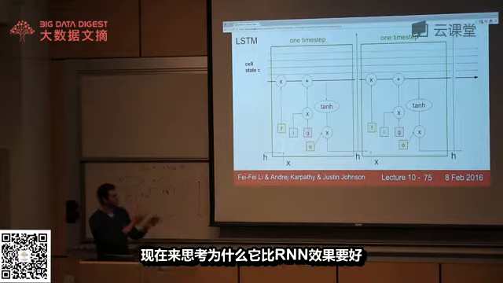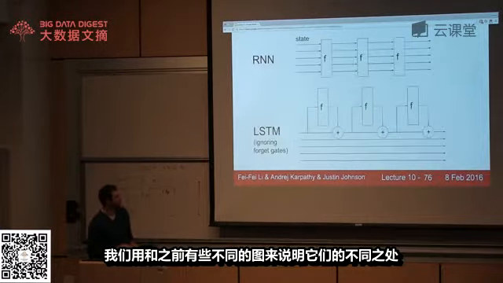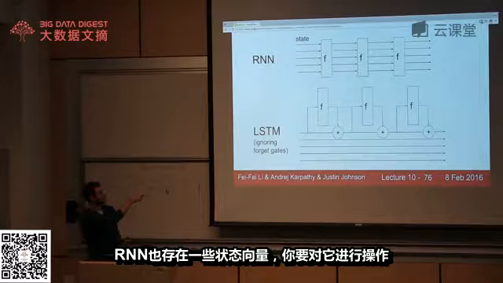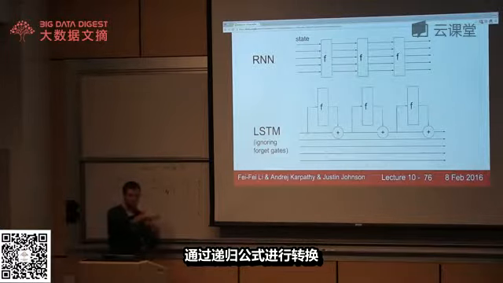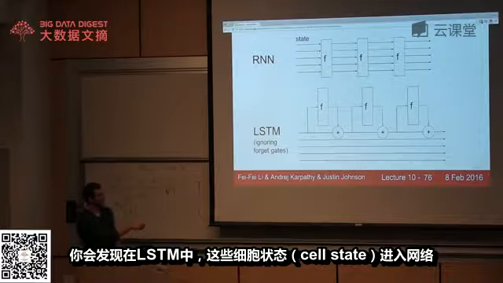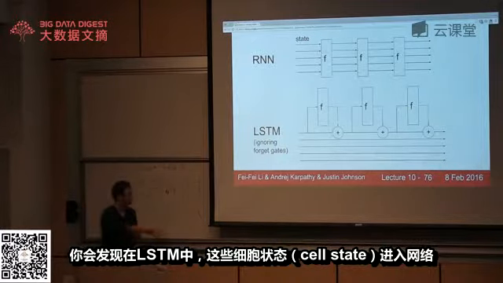Now, to understand exactly why this is much better than an RNN, we have to go to a slightly different picture to draw the distinction. So the recurrent neural network has some state vector, right? And you're operating over it, and you're completely transforming it through this recurrence formula. And so you end up changing your hidden state vector from time step to time step. You'll notice that the LSTM instead has these cell states flowing through.